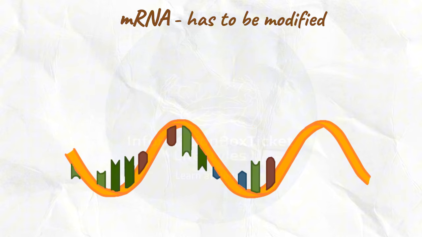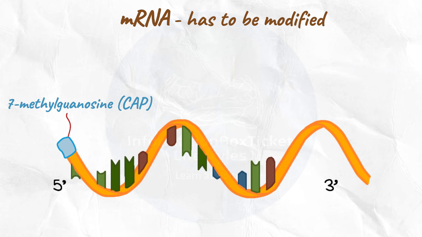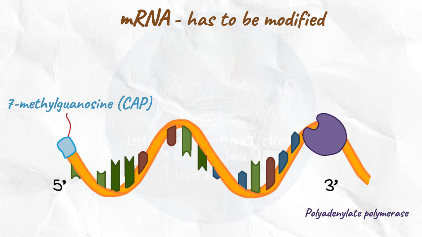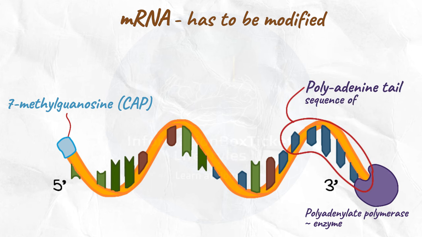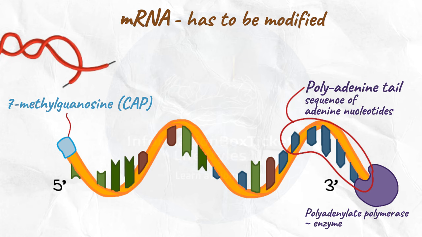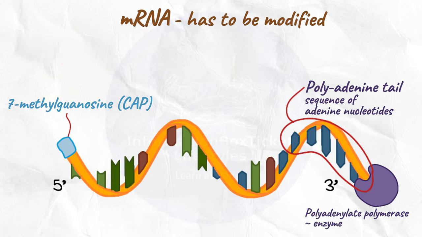For example, a 7-methylguanosine cap is added to the 5' end of RNA, similar to a nucleotide cap, and at the 3' end, the enzyme polyadenylate polymerase adds a polyadenine tail, which is a lengthy sequence of solely adenine nucleotides. Think of them as the plastic pieces on shoelace ends. Their role is to strengthen the mRNA. However, the narrative is not done since the mRNA still has to be edited.